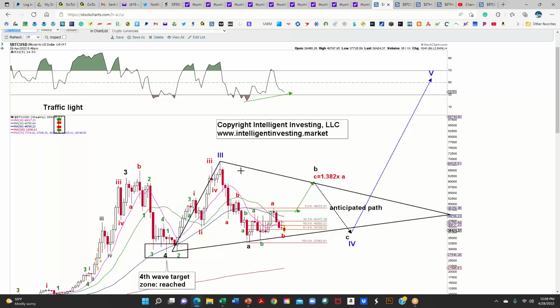So we still have this possibility for a larger triangle. I still view this as a primary 4th wave or cycle 4th wave. It depends on what wave degree you give this. It's all good as long as you see the 2017 high as a wave 1 and the 2018 low as a wave 2. Then it's all good.